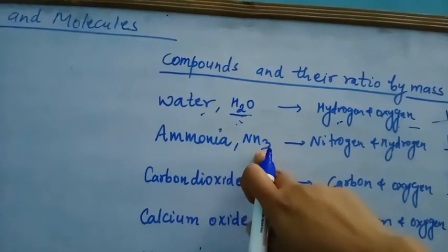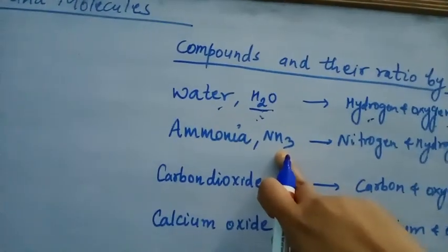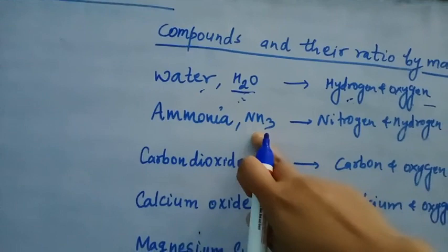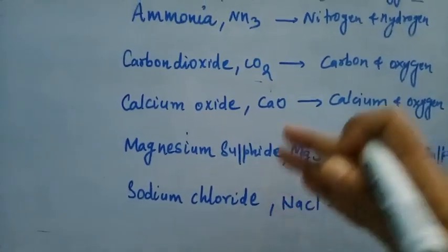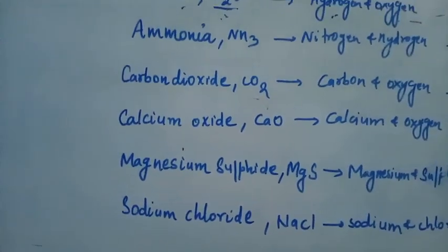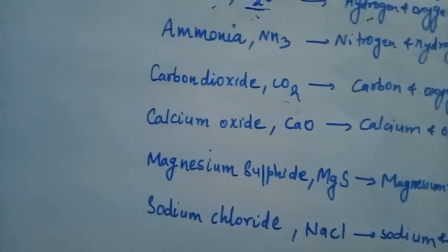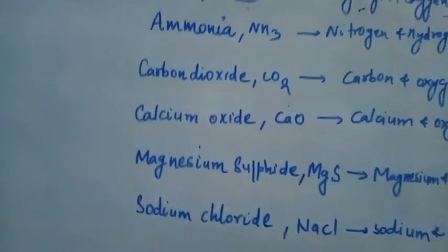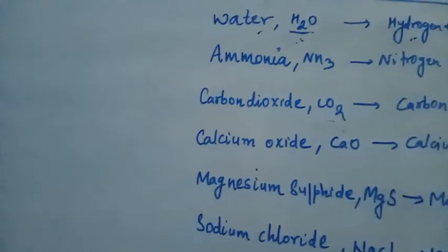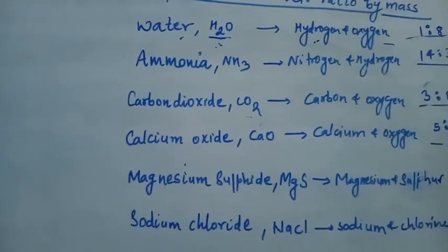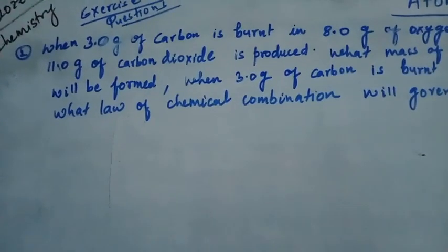Like that you can calculate for ammonia also. For that you should first calculate the molecular mass of ammonia, and from that you can get the ratio. Similarly, not just for this compound but for every compound you have studied till now, you can get the fixed ratio by mass. Now we will see some exercise questions.